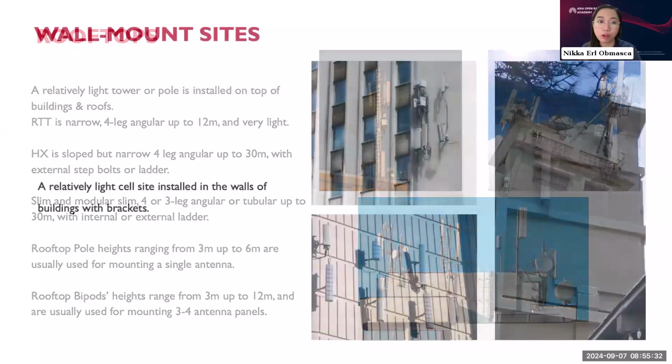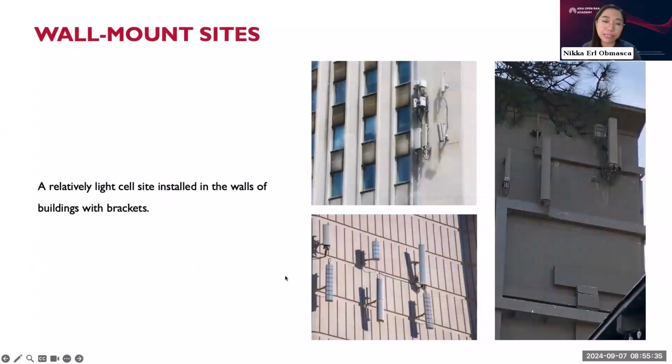Next is wall mount sites. So kapag naman yung isa kong example nito is sa Makati, marami rin akong nakikitang mga wall mounted RAN or sites. So ito is light cell site installed in the walls, on the walls of buildings na may mga brackets. Madalas kakulay sila ng mga buildings. So hindi sila rin ganun kapansinin.